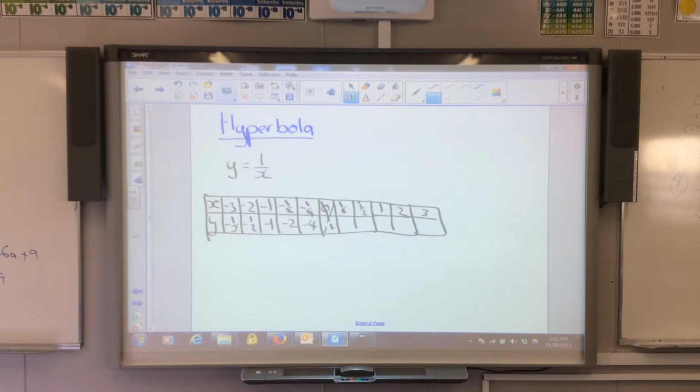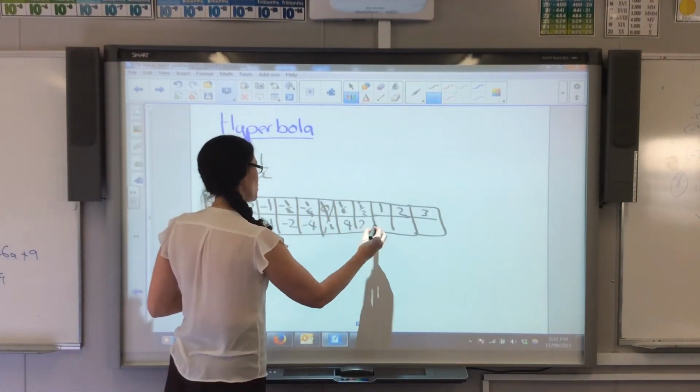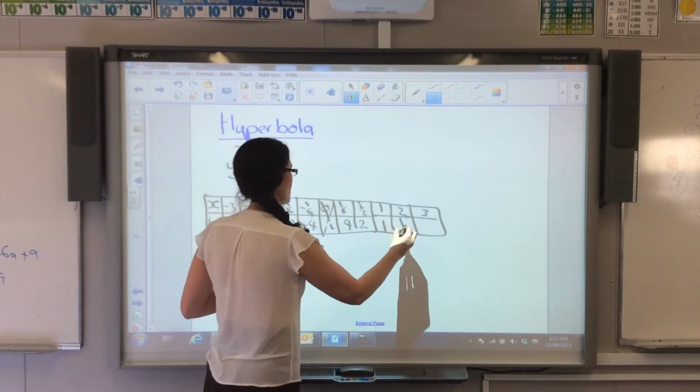So if nothing works when x is 0, then I have no what? No y-intercept. Yeah, because it doesn't exist. So I can't have x equals 0, can't have a y-intercept. Good vocab. Alright, so I'm just going to finish this for you: 4, 2, 1, a half.